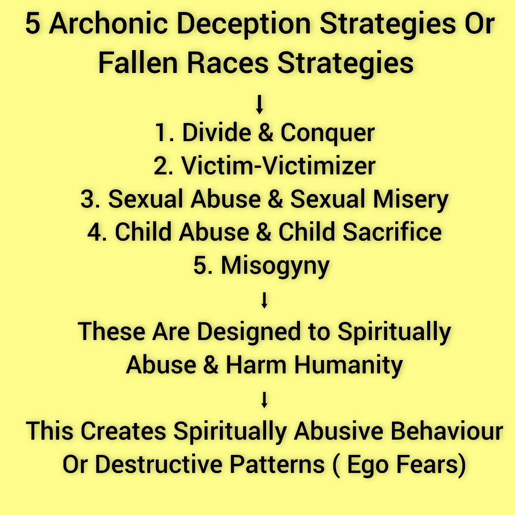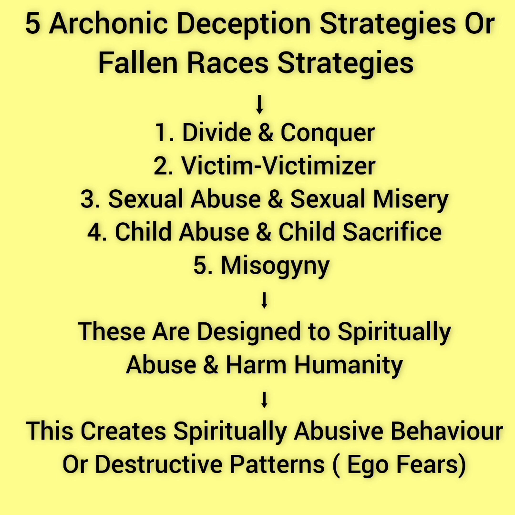First we are going to know that there are five big archonic deception strategies, or fallen race strategies, to generate more ego behaviors and their value systems in the human public. These are designed to spiritually abuse and harness humanity. So what are the five big archonic deception strategies? The first one is divide and conquer. The second is the victimizer program. The third is sexual abuse and sexual misery. The fourth is child abuse and child sacrifice. The fifth is misogyny.